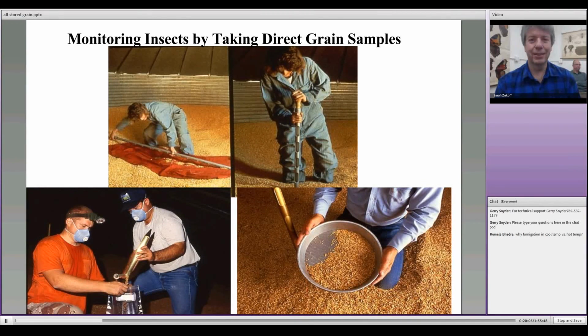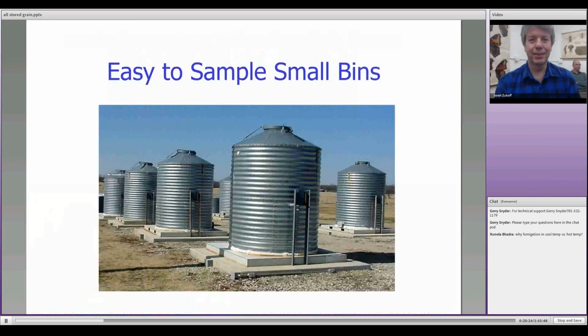Not everybody can get in and do this, but if you can get any grain sample at all, either drawing it off the bottom of a hopper bin or a concrete silo, taking it from the top, sieving it into a dockage sieve, in a few minutes you'll know if you have live insects or not. And just that alone, do you see live insects or not, is good monitoring for insects.